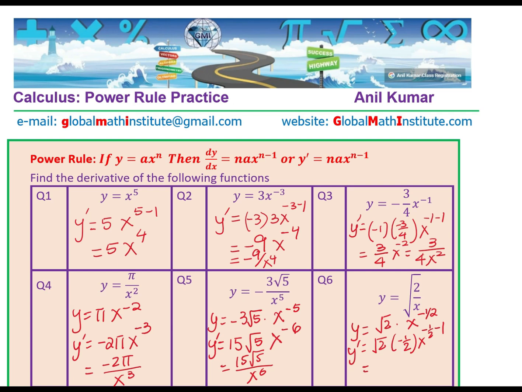So I could write this as negative square root 2 over 2 x to the power of 3 by 2, right? Which is, let me write 3 by 2 this time. Okay, so that is how we could write the solutions of these questions.